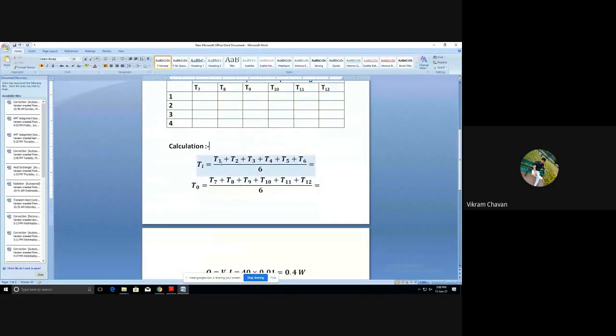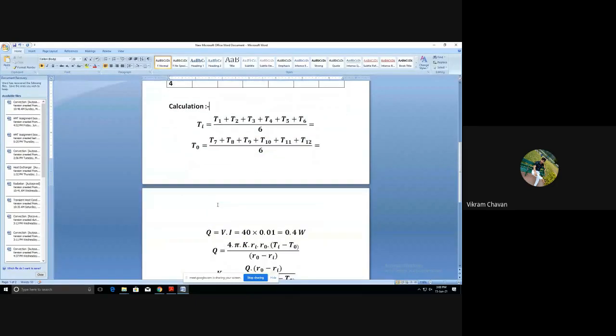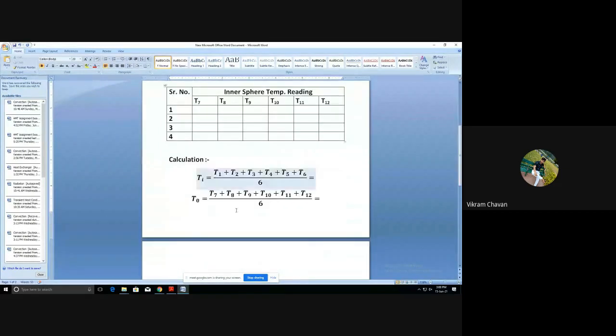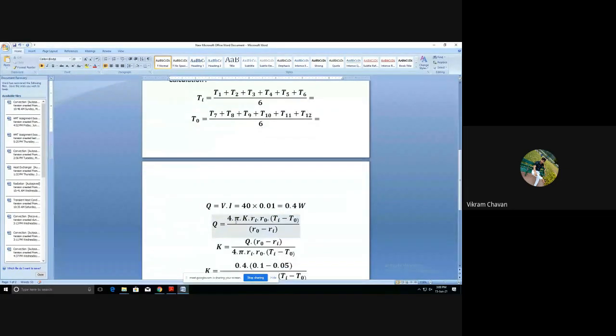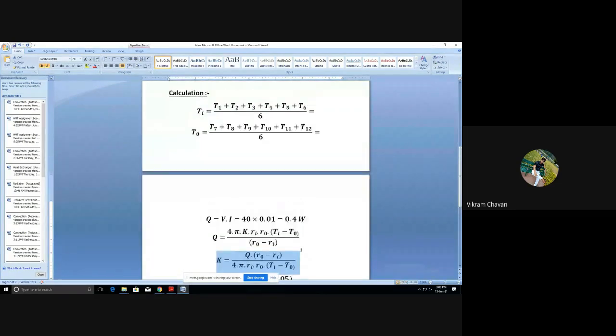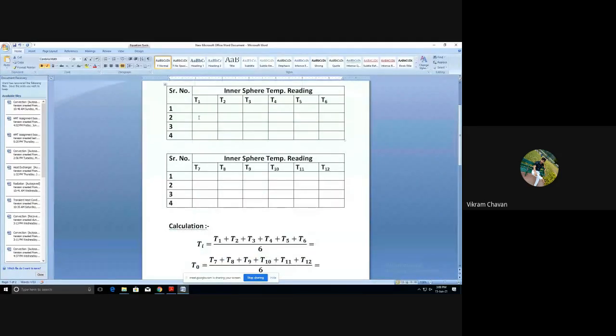Okay, first of all you have to calculate Ti, then T naught, then Q will be calculated from the voltage and current observation, and then we know this particular formula for Q. We have converted this formula into the form of K. Now just two values are remaining, that is Ti minus T naught. We will provide you these two observation tables, but first of all you have to understand how to take the readings. I have shown you how to take the readings using the thermocouples and that particular temperature indicator.